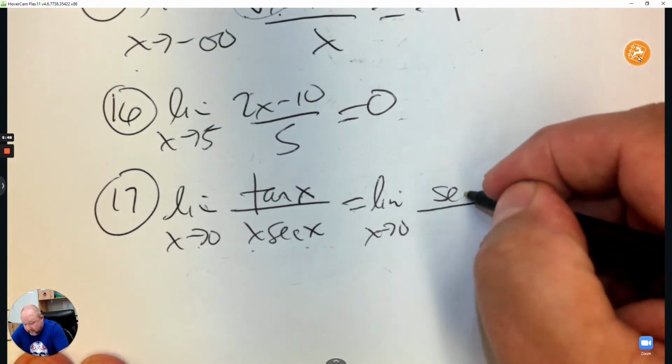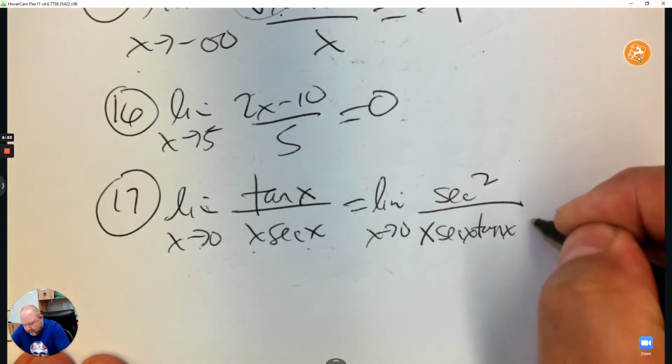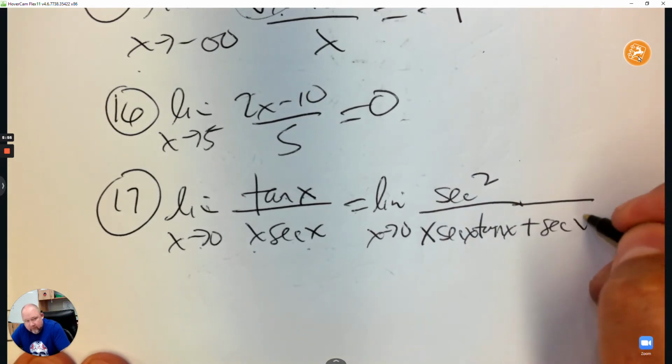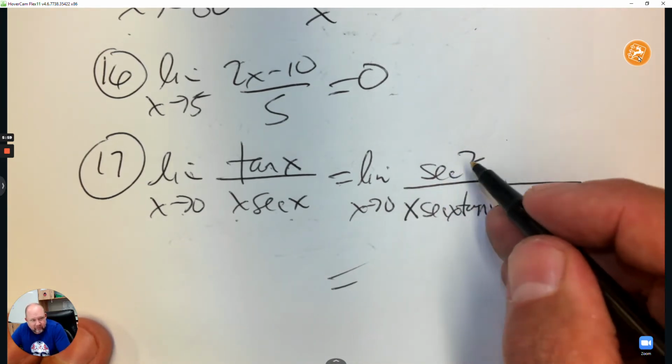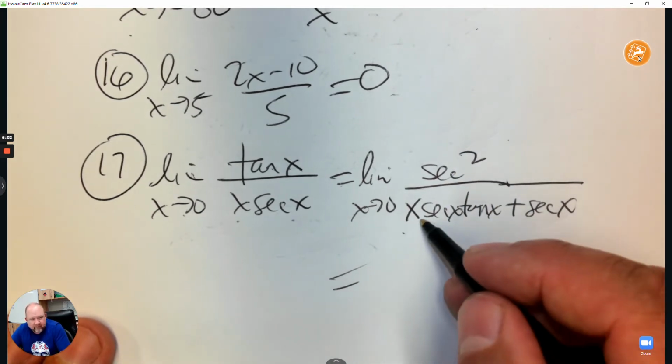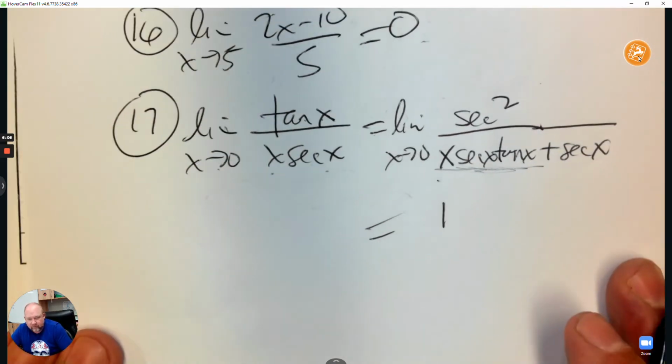Take the derivative. That's secant squared, the first, times the derivative of the second, plus the second times the derivative of the first. Evaluate at 0. Secant at 0 is 1. And 0 times anything is 0. This whole thing ends up being 1 divided by 1, or just 1.